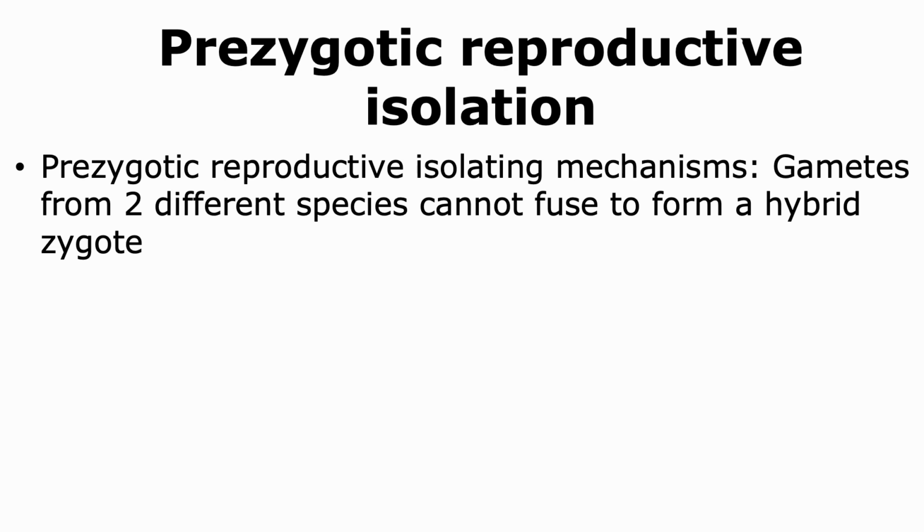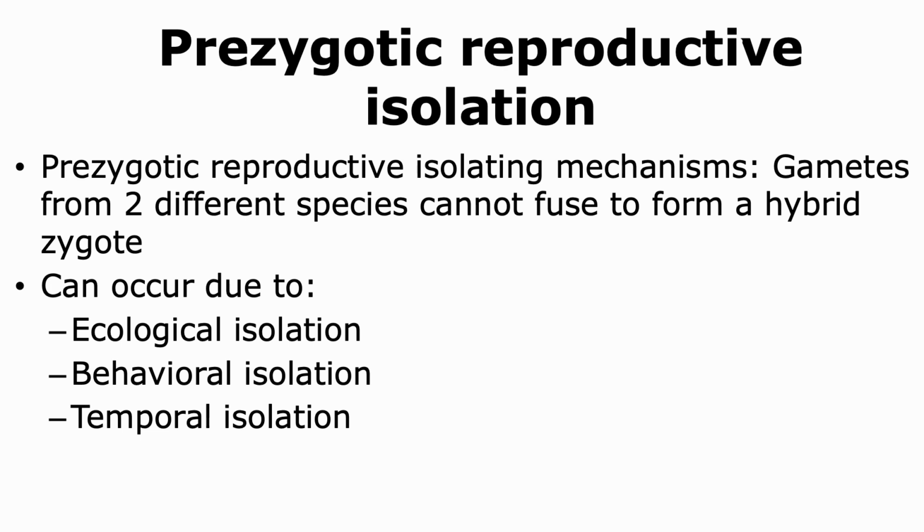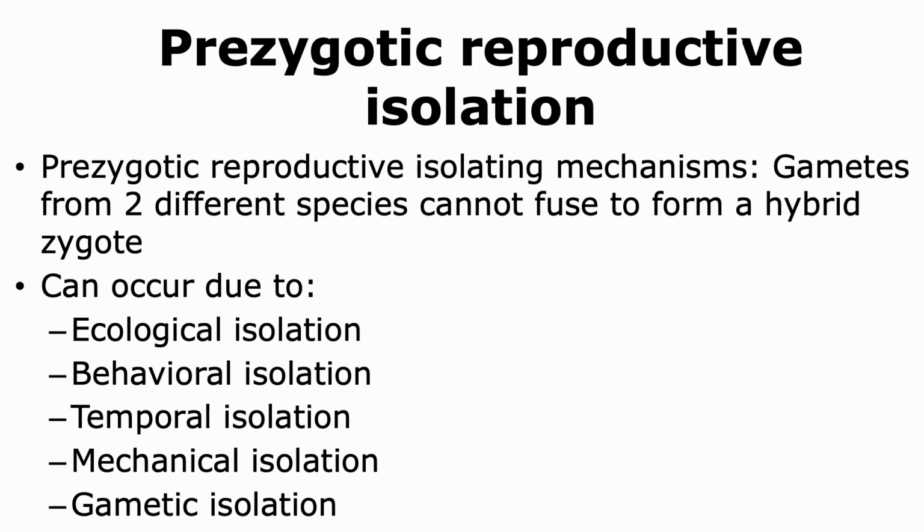Prezygotic reproductive isolating mechanisms are those mechanisms that do not allow the formation of a zygote. Prezygotic reproductive isolating mechanisms can occur due to different factors, which include ecological isolation of species, behavioral isolation, temporal isolation, mechanical isolation, or gametic isolation.